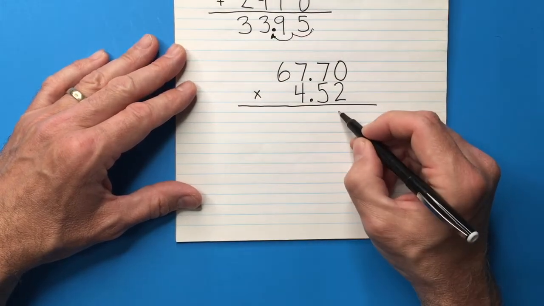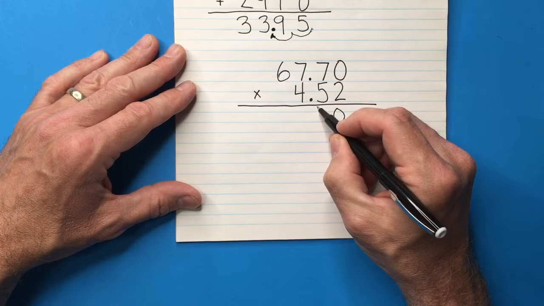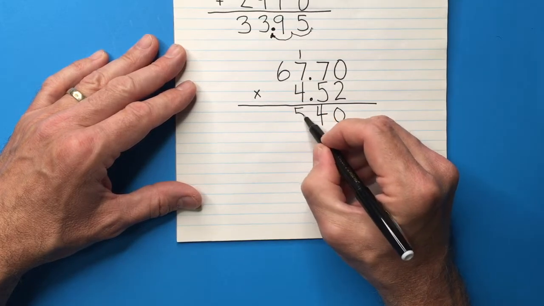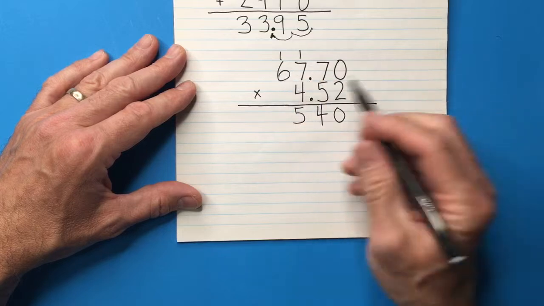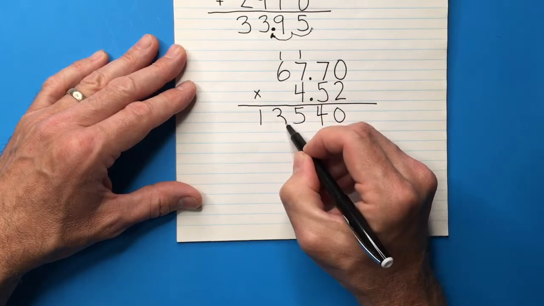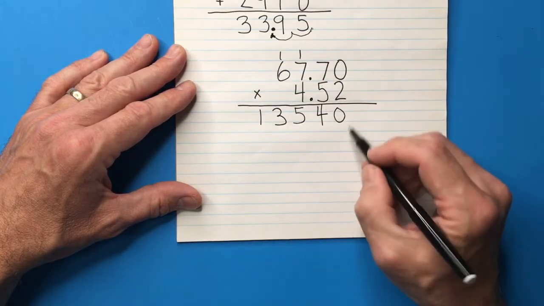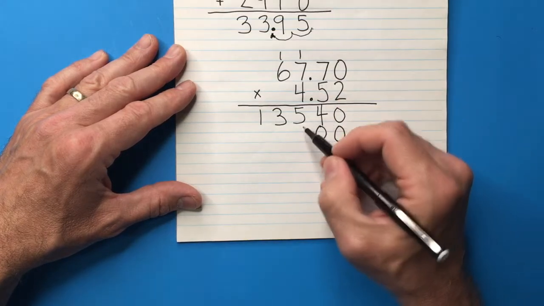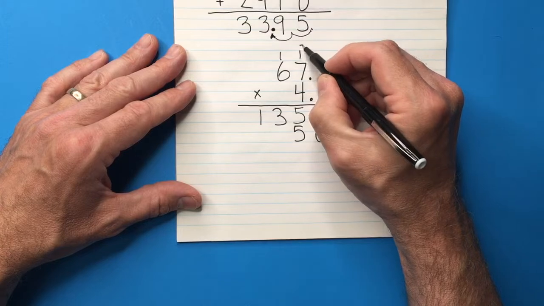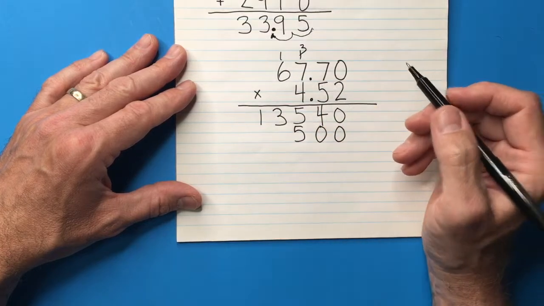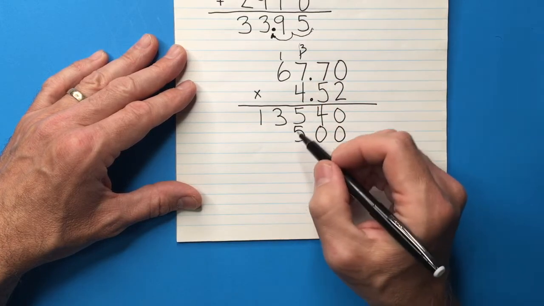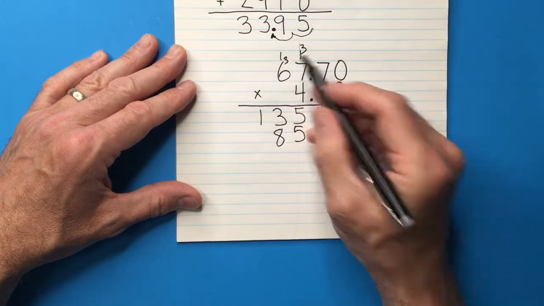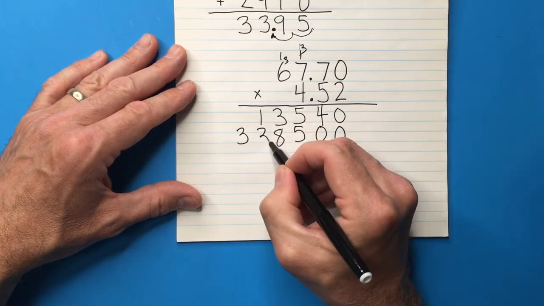So 2 times 0 is 0. 2 times 7 is 14. 2 times 7 is 14 again, plus 1 is 15. 2 times 6 is 12, plus 1 is 13. Now we'll go to the next one. So I'm going to put a 0 here. 5 times 0 is 0. 5 times 7 is 35. 5 times 7 is 35, plus the 3 makes 38. 5 times 6 is 30, plus the 3 is 33.